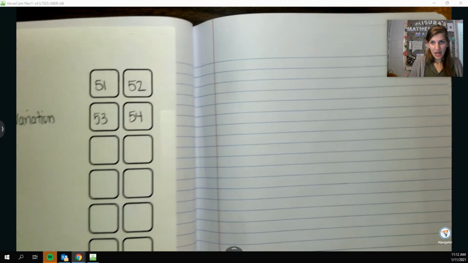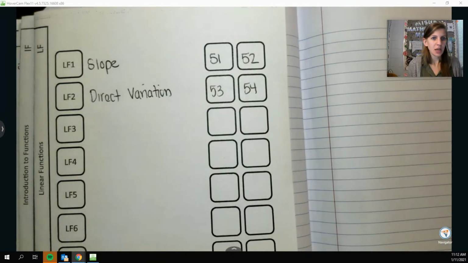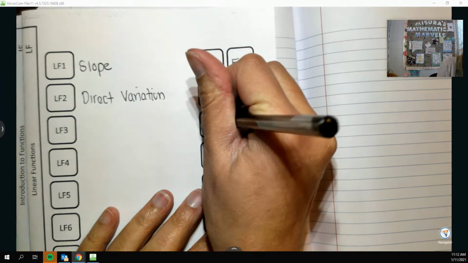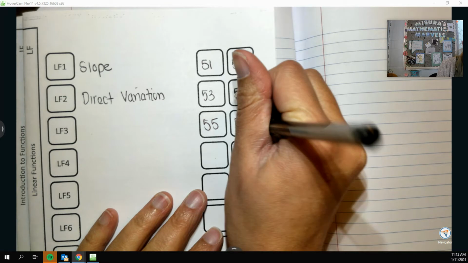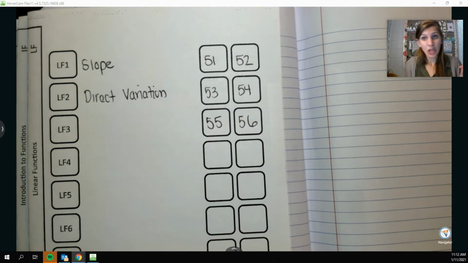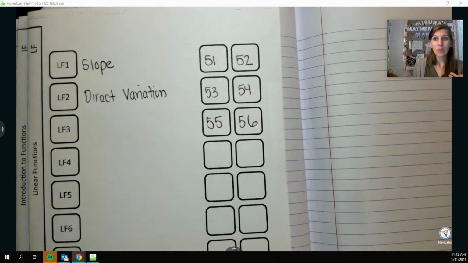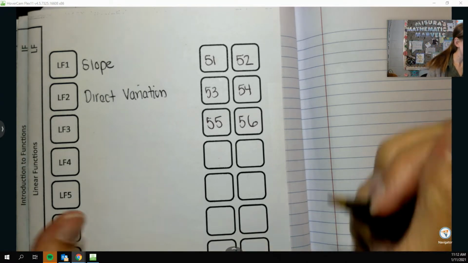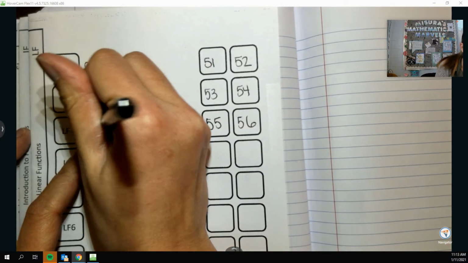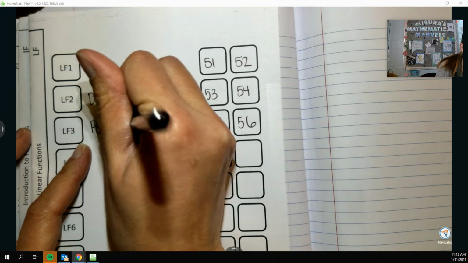Hey guys, all right, we're going to add to our notebook. We are going to do page 55 and 56, although really in this video we're just going to do 55. And if you are in class taking notes with me, then you already have these done. So this is actually page 55, and we were talking about point slope form.